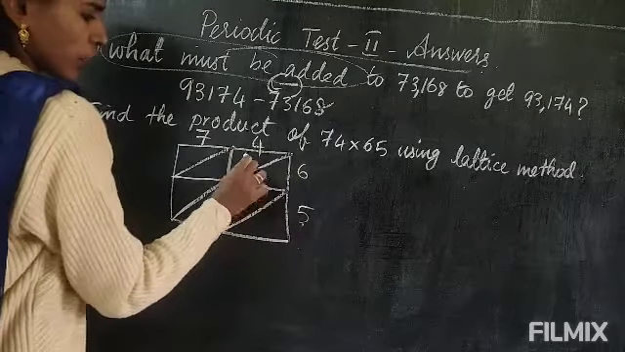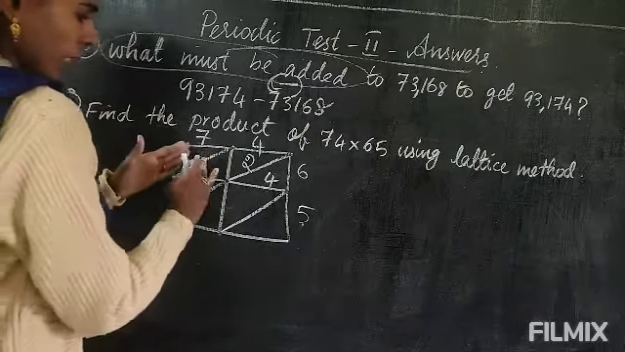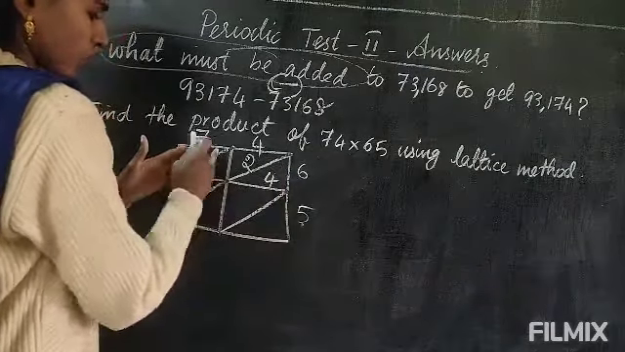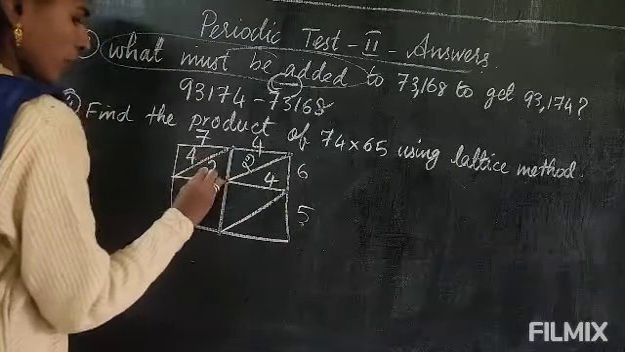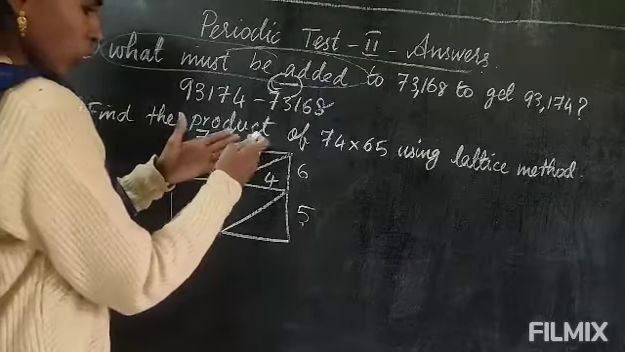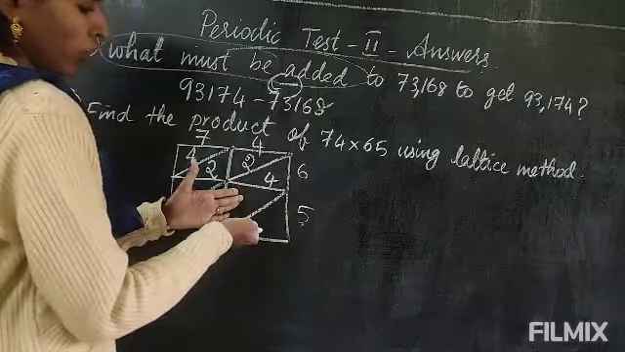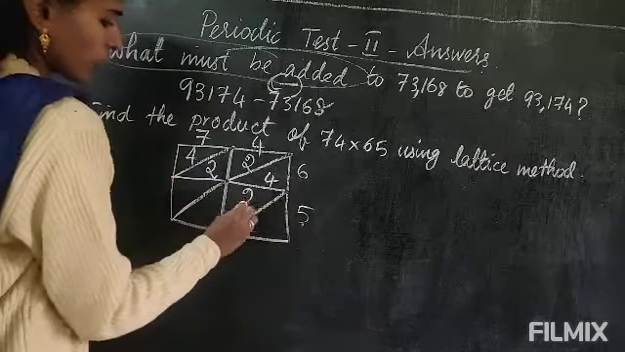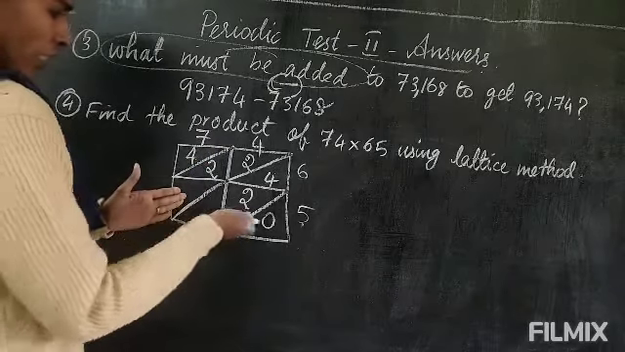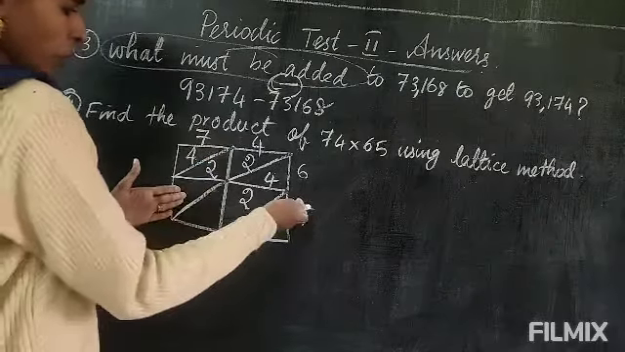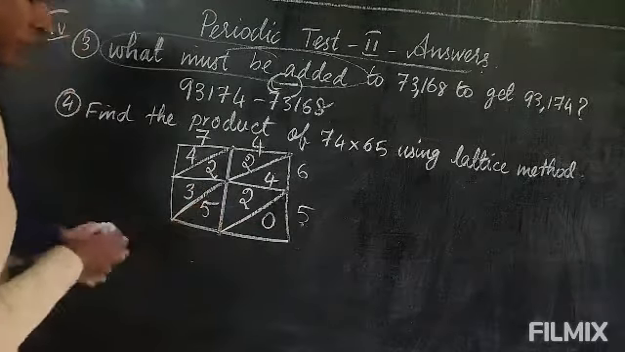So 4 6s are 24, this is the way you write. In this column this number, and directly to that side 6 is there, so you multiply only these 2 and write. 7 6s are 42, so 4 will be here, 2 will be here. Again in this column, 4 is on the top, 5 is on the side, so 4 and 5 multiply. 4 5s are 20, so 2 and 0. Again in this column, 7 is on the top, 5 is on the side, so 7 and 5 multiply. 7 5s are 35, so you write it here.